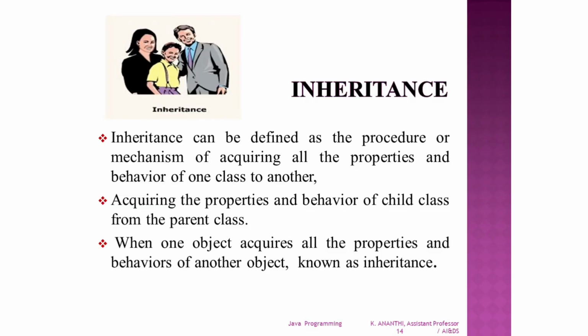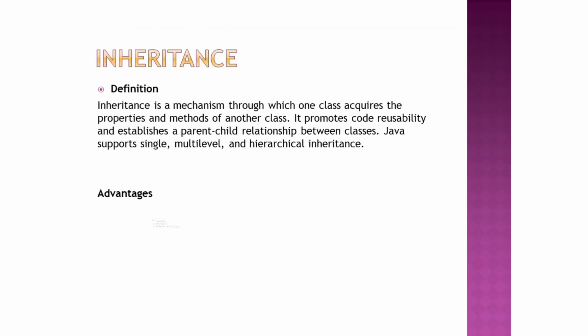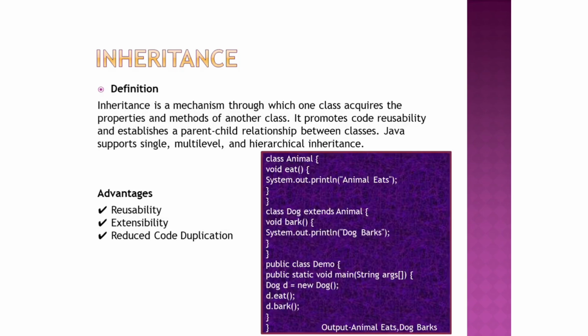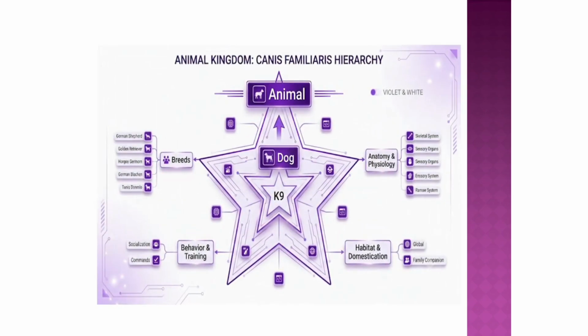Now look at the diagram on the slide. You can see the relationship between the parent class and the child class. The parent class contains common properties. The child class automatically receives these properties and can also add its own features.